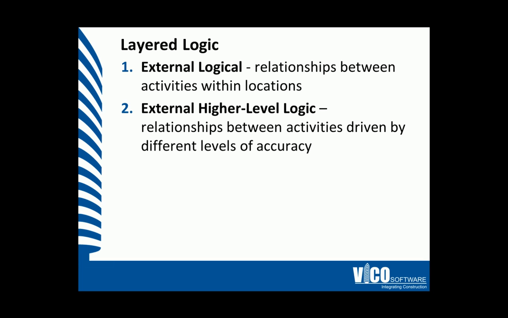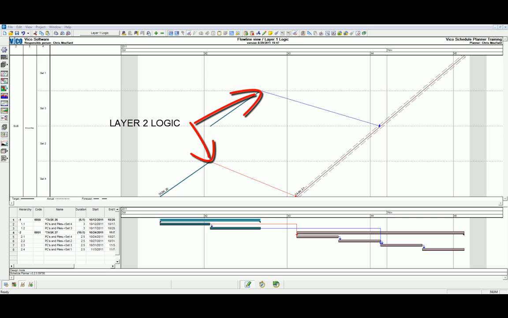The second layer is external higher level logic, which is the relationships between activities driven by different levels of accuracy. Layer 2 logic extends layer 1 logic to provide CPM logic where task relationships exist at different levels of accuracy. Each location-based task must be allocated to an accuracy level which corresponds to a hierarchy level in the LBS. Just as tasks have a location-based accuracy level, similarly each link between tasks has an accuracy level. This link can be defined at any level of accuracy which is the same or higher, or less defined than, the highest accuracy level of the 2 location-based tasks.